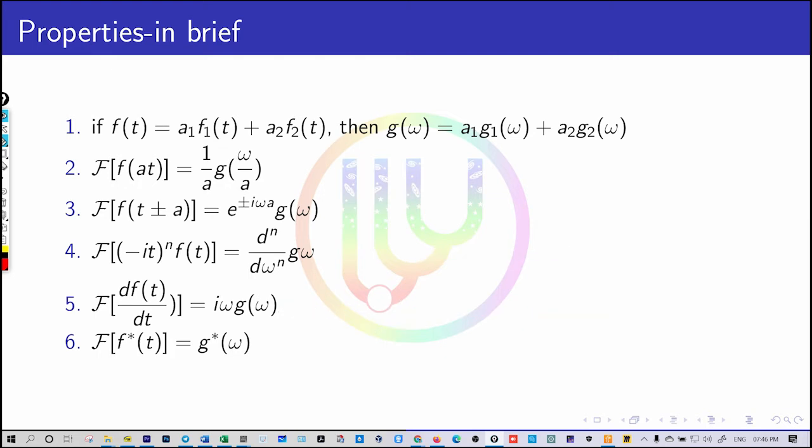So അങ്ങനെ നമുക്ക് ചെയ്യാം. If sin omega t has the Fourier transform of g of omega, then cos omega t has the Fourier transform of I omega g of omega. Okay, so ഇത്തരം calculations നിങ്ങൾക്ക് ചെയ്യുമ്പോൾ പ്രോബ്ലം ചെയ്യുമ്പോൾ യൂസ്ഫുൾ ആയിരിക്കും.